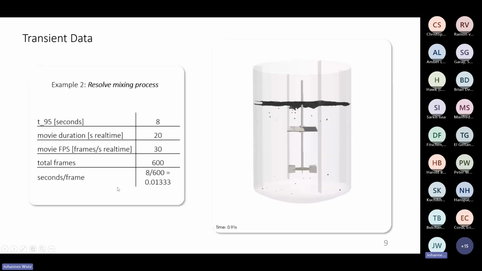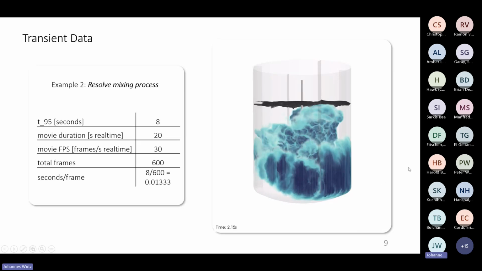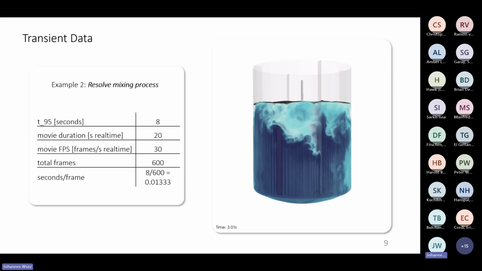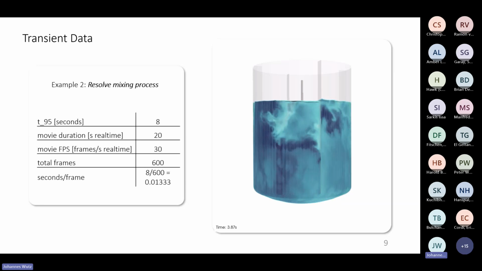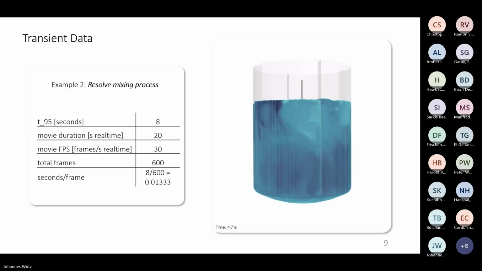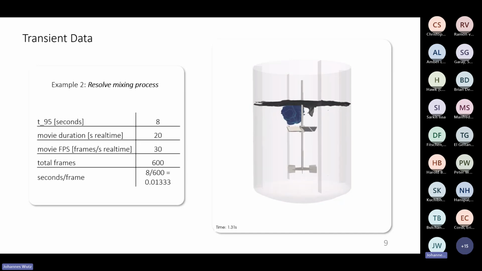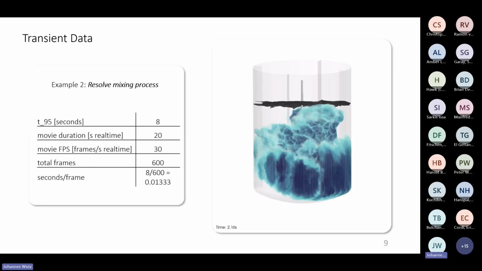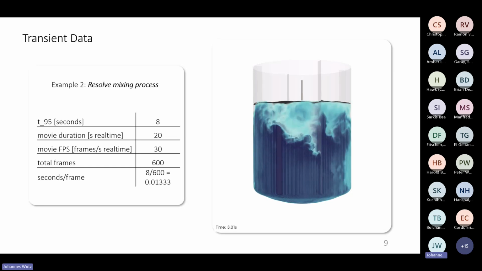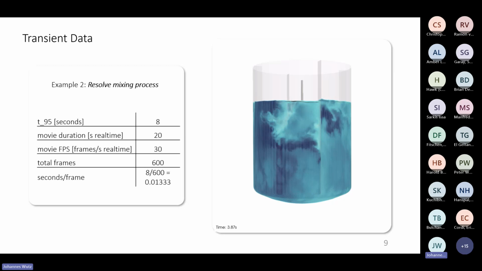Another example. Here I have a mixing process, and I was simulating it before, and it was around 8 seconds. Now let's say in a typical presentation, you don't want to show super long movies, unless there is a lot of stuff happening in them. They can become boring quite fast. So here I'm saying, okay, I have 8 seconds of process time.